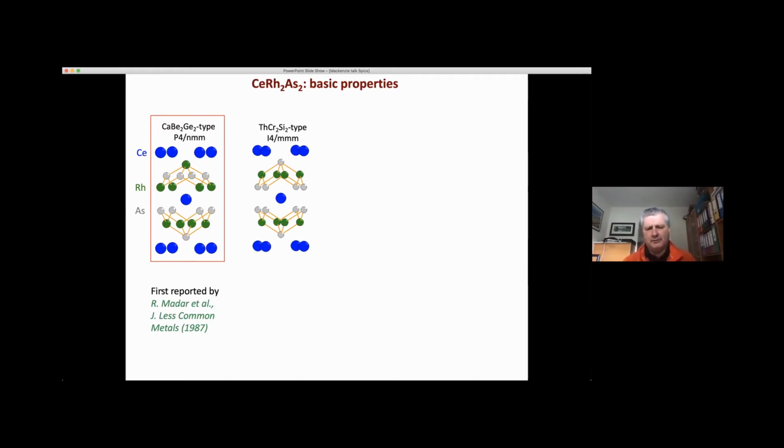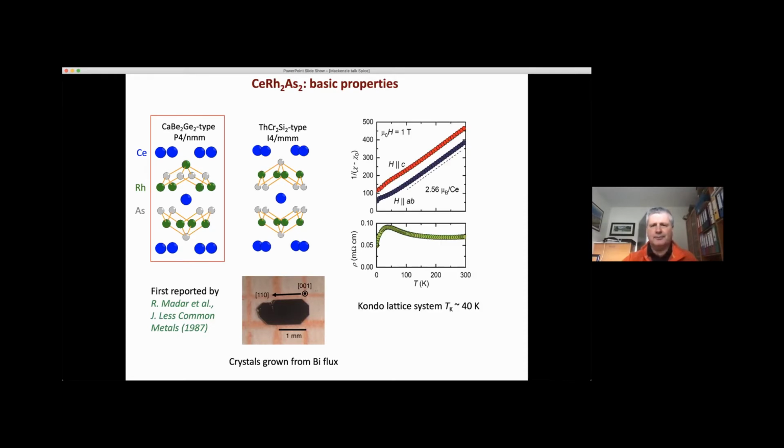The compound was first reported in 1987, but I don't think any single crystals were grown, and Seung-Yoon succeeded in growing crystals of it from a bismuth flux. Now, he did this about 2.5 years ago. We've been working on this for a long time because we wanted to really establish a certain core number of facts before we started talking about what we were doing, and I hope that'll become clear to you as the talk goes on.